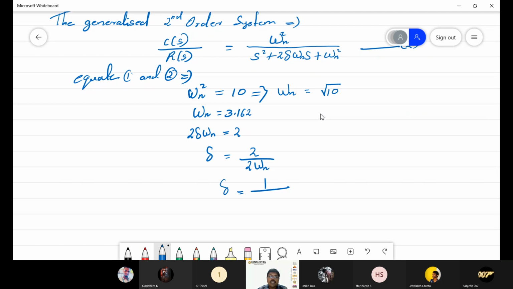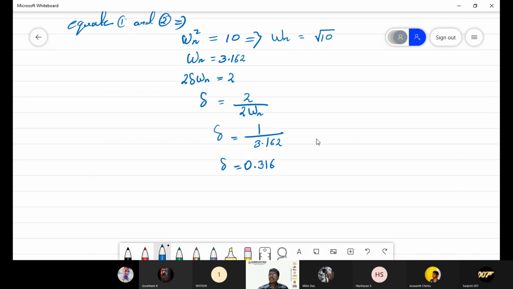Delta is equal to 1 divided by omega n, but the value of omega n is 3.162. Can you tell me now what is the delta value? Delta is equal to 1 divided by 3.162, you will get 0.316. Very good. So the answer is 0.316. So we'll take up to this one.